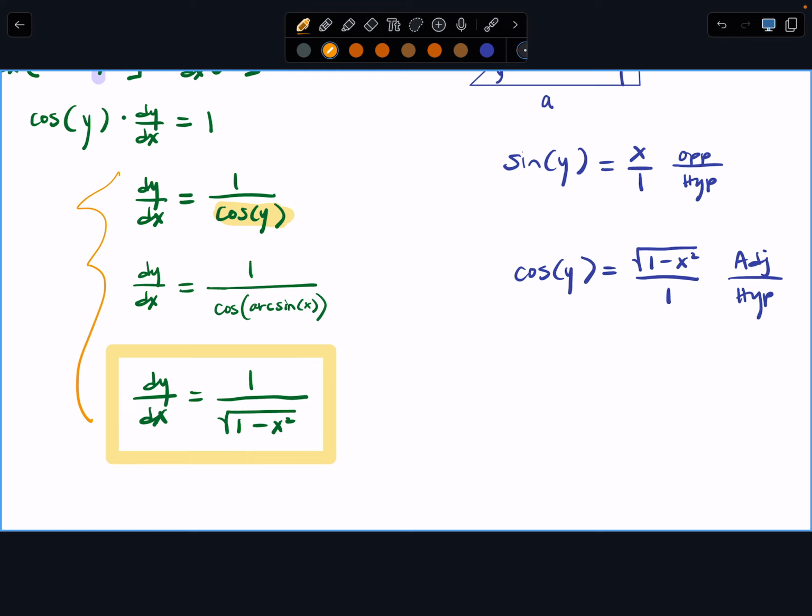Like, how did you get to the 1 over the root of 1? Because I was just replacing cosine of y. Did you follow how I came up with cosine of y? Yes. So we thought about replacing that to get us there.